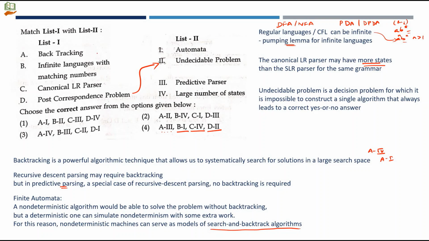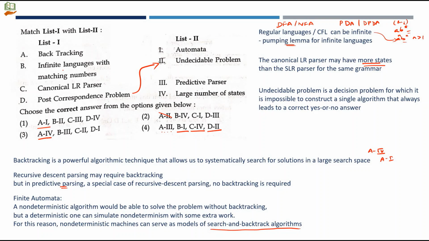Now let's check. A cannot map to decidable problems, so A2 cannot happen. Can A map to 4? Yes, A can map to 4. Can A map to 1? Yes, it can map to 1. Both are possible. Coming to B.